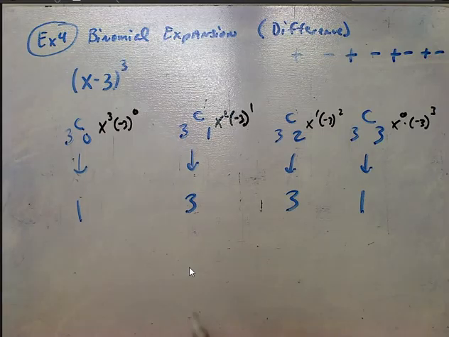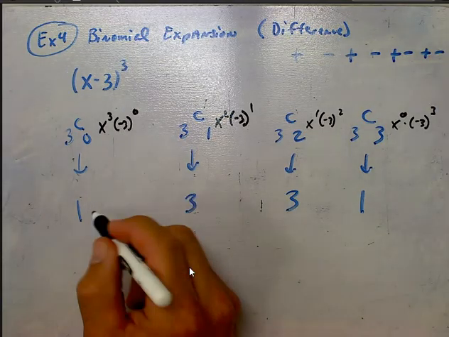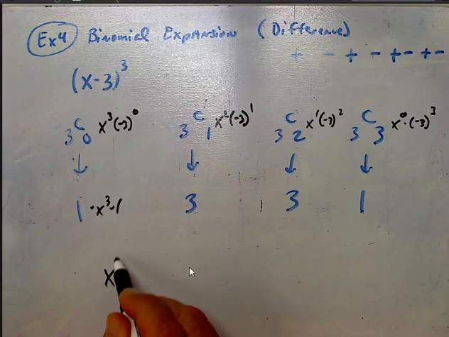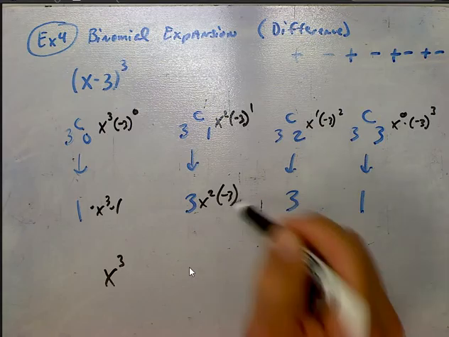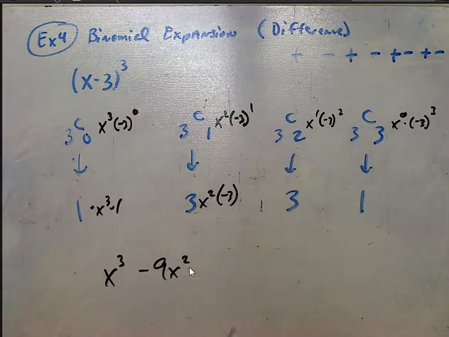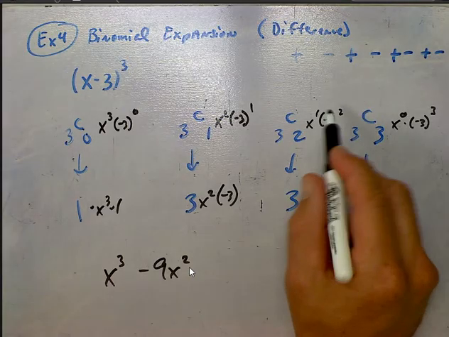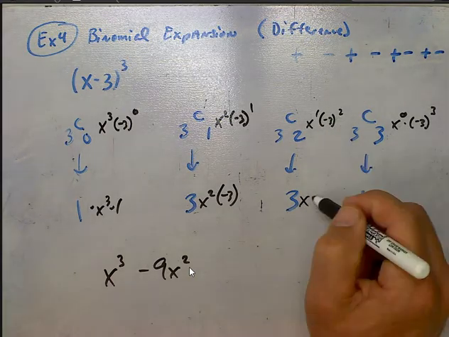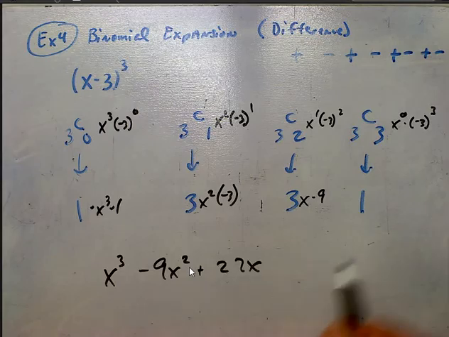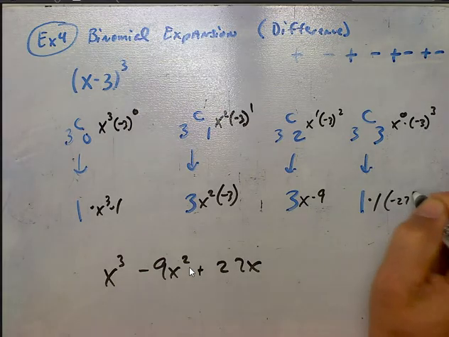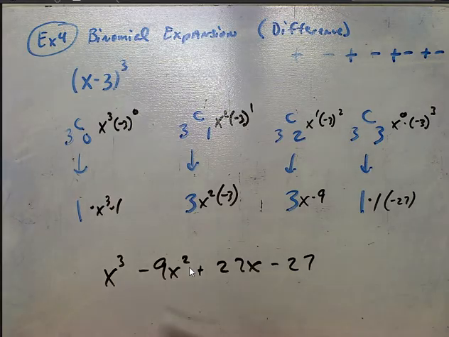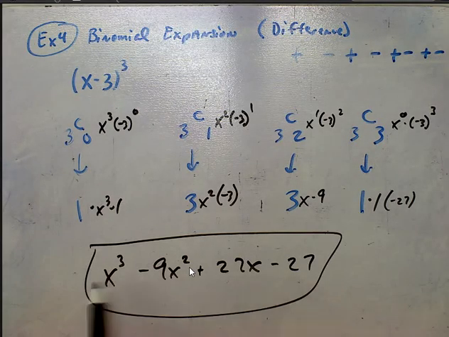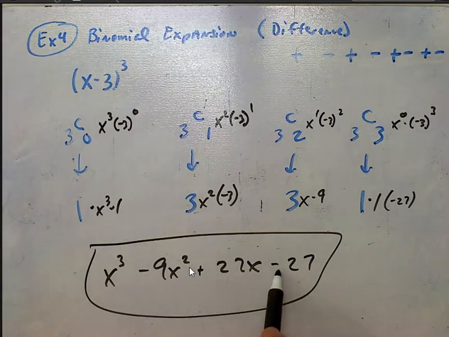And so x to the third times negative 3 to the 0 will be that. So it'll be x to the third. Then times x squared. Negative 3 to the first is negative 3. So that's how we get negative 9x squared. And then x to the first, negative 3 squared is positive 9. So I get positive 27x. X to the 0 is 1. Negative 3 to the third is negative 27. 1 times 1 times negative 27 is negative 27. And there's the binomial expansion. Notice that it went positive, negative, just like we said it would with subtraction.